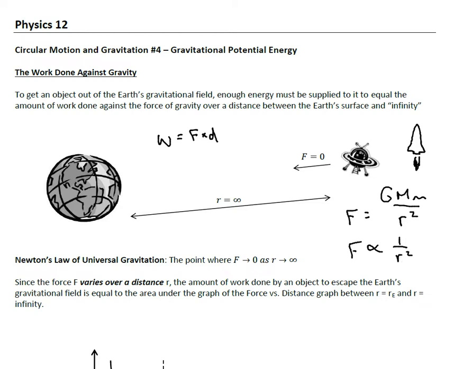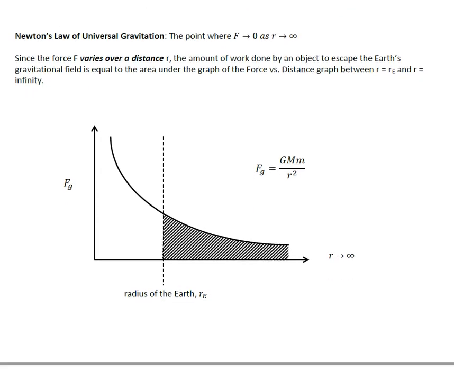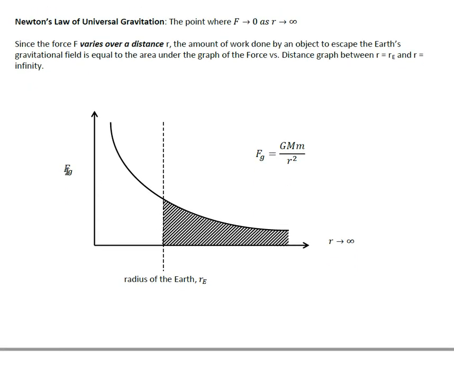So if we do a little graph showing the relationship between F and distance, we get the following. For example, this dotted line right here will represent the radius of the Earth. But as we get further and further away, we see that the force required to get away gets smaller and smaller.